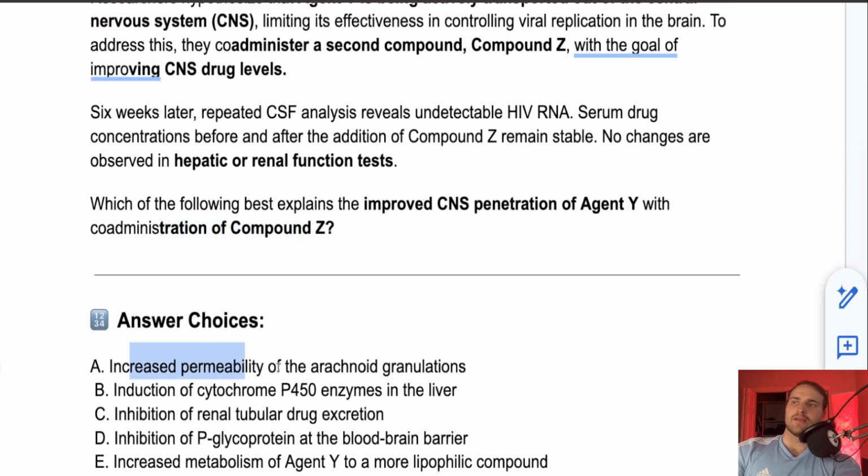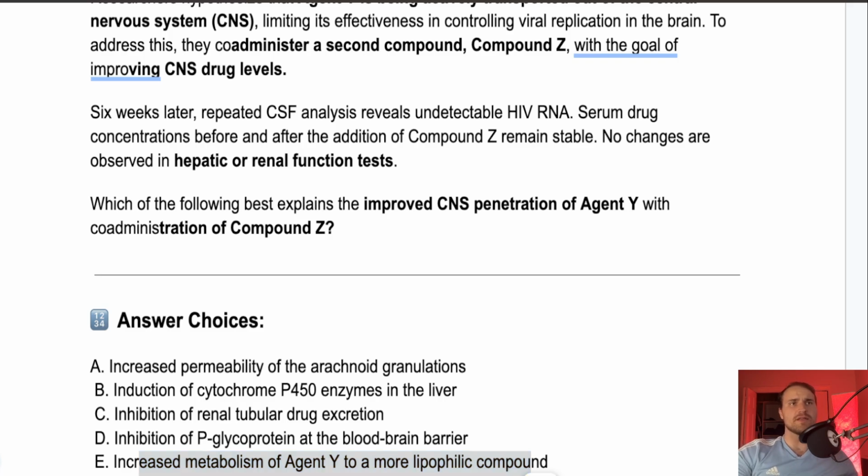So A, increased permeability of the granulations. B, induction of the cytochrome P450 enzymes in the liver. C, inhibition of the renal tubular drug excretion. And D, inhibition of the P-glycoprotein at the blood-brain barrier. And E, increased metabolism of agent Y. Okay, so this is a pretty difficult question.